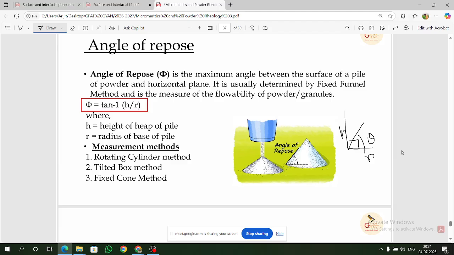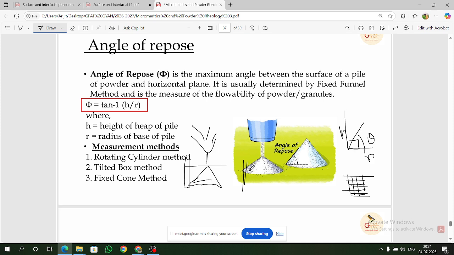You have done the practical also. We took one kind of funnel and gave the powder or granules, so the heap or pile that forms, from that you can determine the angle of repose. On the graph paper, you take some scale and measure the height of the pile first. We let the powder flow so the pile is formed on the graph paper.